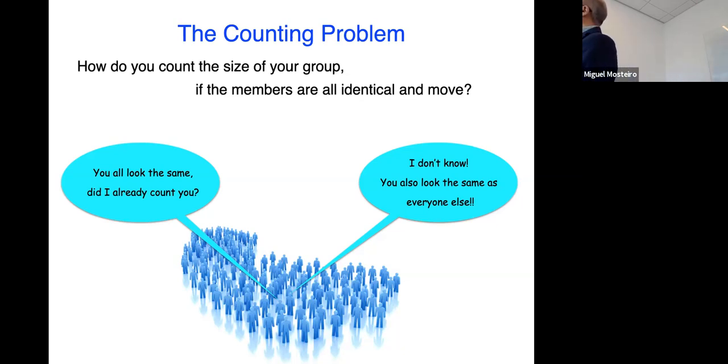So in such a setting, how do you count the size of the network if nodes are not distinguishable? Mobility could be the reason for the dynamics, right? They change positions all the time.